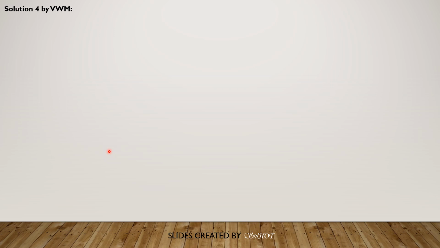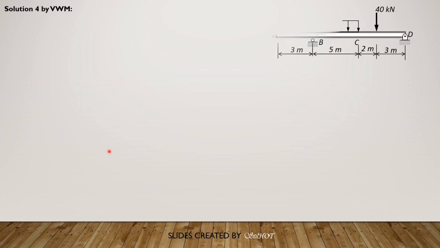Solution 4 by virtual work method. Remember the reactions 1, 5, 6, and 44. Let's consider the following sections. So X for BC, then for this portion here, we have D2 for 3 meters. Then we go in reverse to make it simpler.